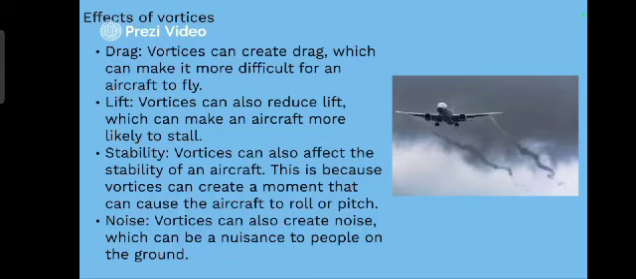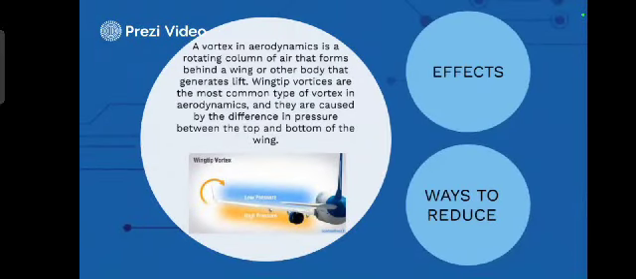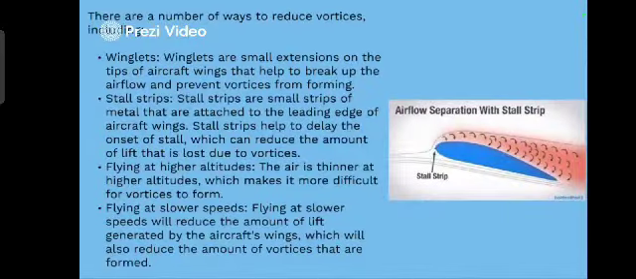Stability. Vortices can also affect the stability of an aircraft. This is because vortices can create a moment that can cause the aircraft to roll or pitch. Noise. Vortices can also create noise, which can be a nuisance to people on the ground. This is because vortices can create a whistling sound as they pass by. Now, moving forward, let us see the ways to reduce vortices.